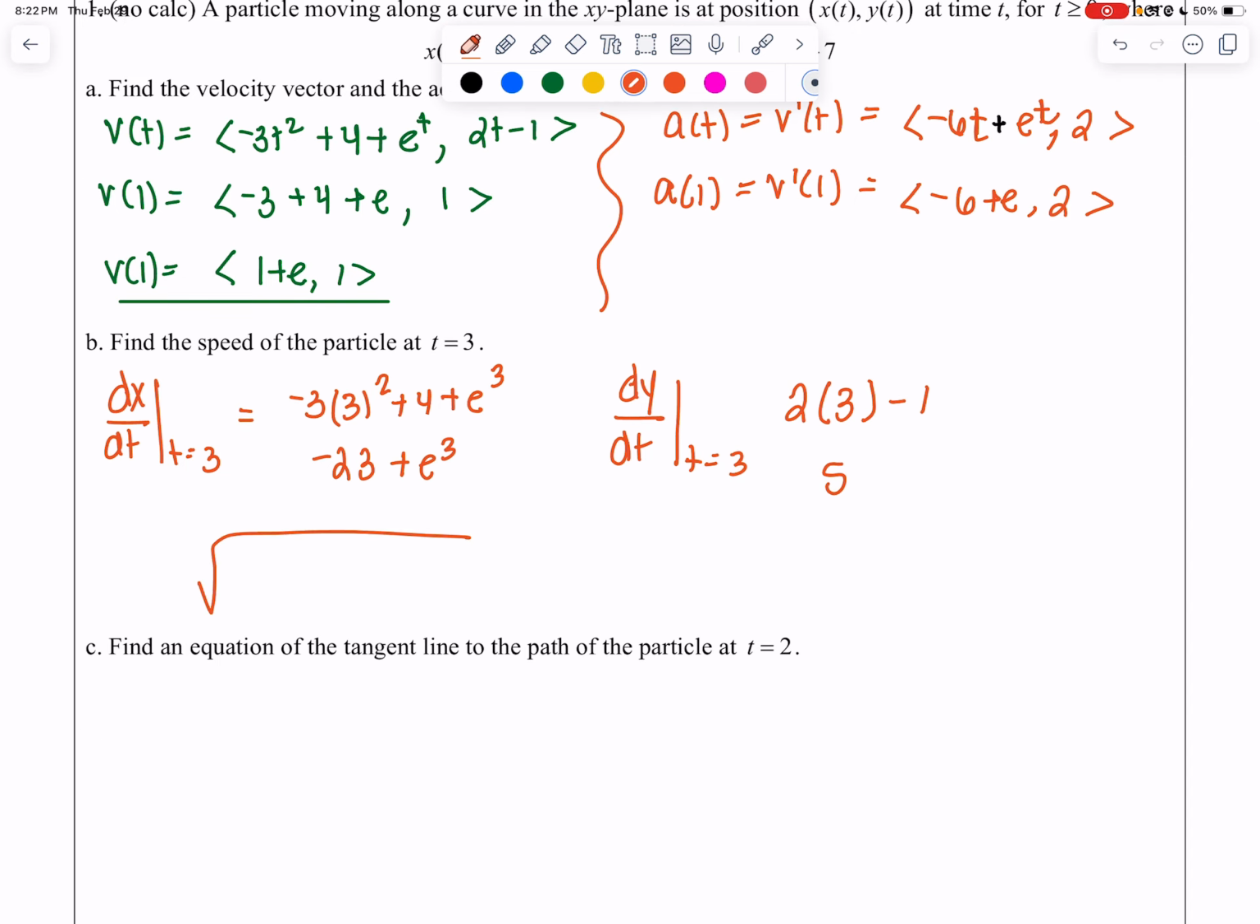To find the equation of the tangent line, remember that I need slope, which means that I need dy/dx, which means that I need dy/dt over dx/dt at t is equal to 2. I'm just going to cheat my way through and use my velocity vector right here. At 2, I'm going to get 4. 4 times -3 is -12. -12 plus 4 is going to be -8. Then, of course, you have this. So that's just -8 plus e squared.